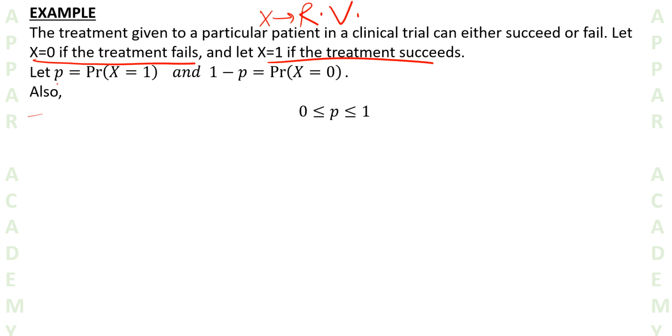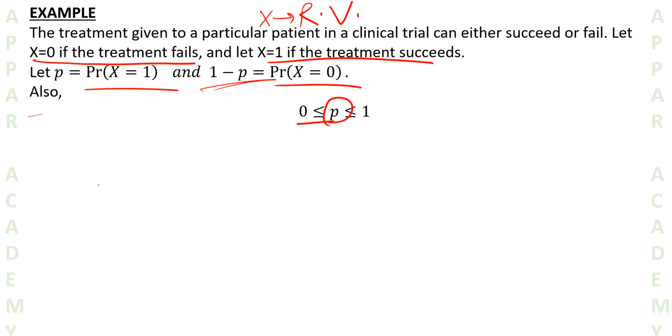Let p be the probability that x is equal to 1. So, if x is equal to 1, that is, the probability of occurrence of a success is p. Now, we know that if you want to find the probability of x is equal to 0, that is the probability of occurrence of a failure, that is clearly 1 minus p, because there are only two options. If one is p, then the other has to be 1 minus p, because the sum of the probabilities needs to be 1. Also, this p is always greater than or equal to 0 but less than or equal to 1.